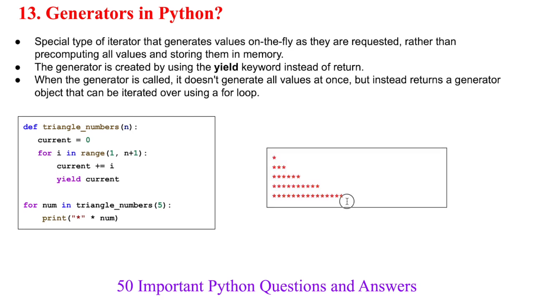So we conclude, or we summarize, that generators in Python are a powerful and memory efficient way to generate a large amount of data on the fly. They are created using the yield keyword in a function and can be iterated over using a for loop.